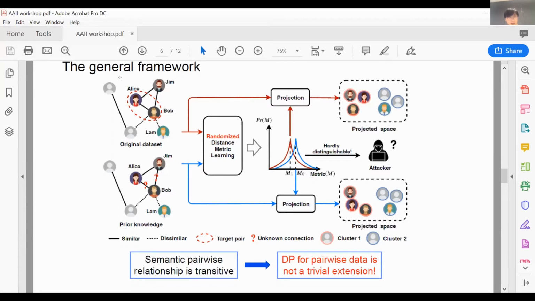So in our main framework, if we estimate the real prior knowledge of the adversary, distance metric learning can introduce some randomness to compensate for the gap between the original data set and the prior knowledge of the adversary. This will make the whole algorithm differentially private.